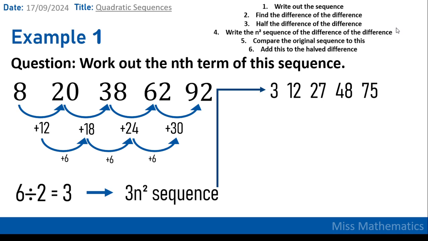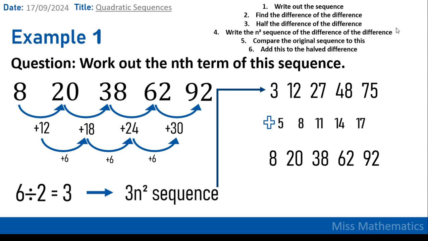Now we need to compare our original sequence of 8, 20, 38, 62 and 92 to this sequence. If we write it underneath, we can see that you have to add 5, 8, 11, 14 and 17 each time to get from the 3n squared sequence to our sequence that we're trying to find the nth term of. These numbers that are the comparison, 5, 8, 11, 14 and 17, form a sequence in themselves, and this is the 3n plus 2 sequence. This is the arithmetic sequence, so make sure you've watched that video if you don't know what that is.